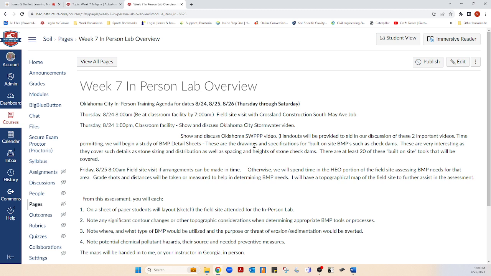We'll look at drawings. It is unbelievable how much time and effort goes into these on-site built BMPs, as I call them, such as a stone check dam. They have such things as the stone size and how large is the stone, and what they call D50. That means 50% of the stones need to be smaller and 50% need to be larger, it's just unreal. We will touch on that. We will talk about that.